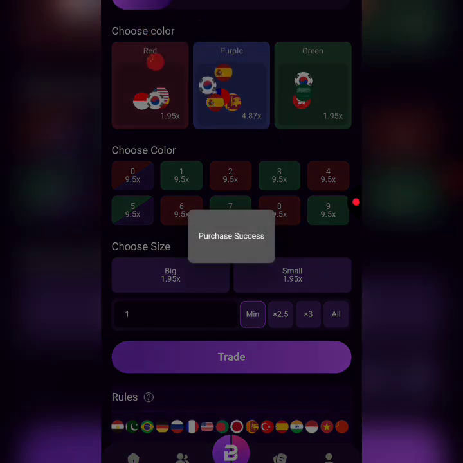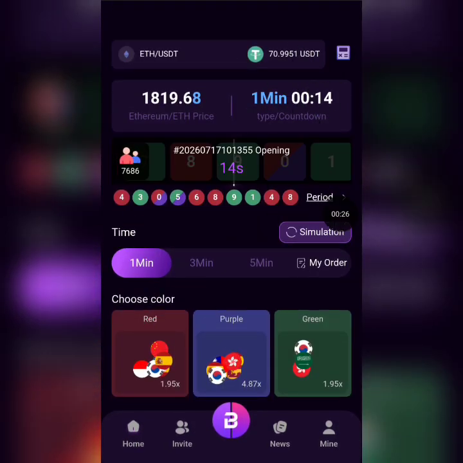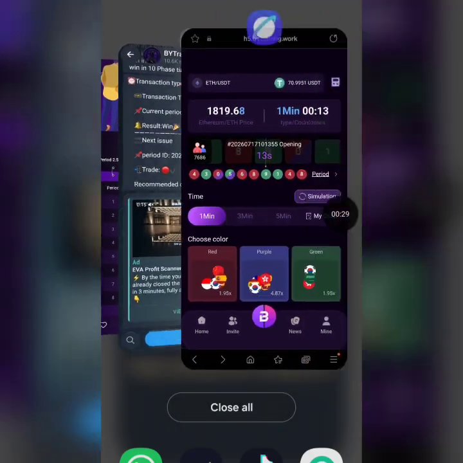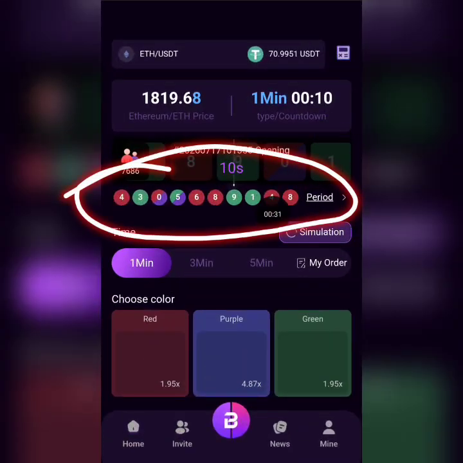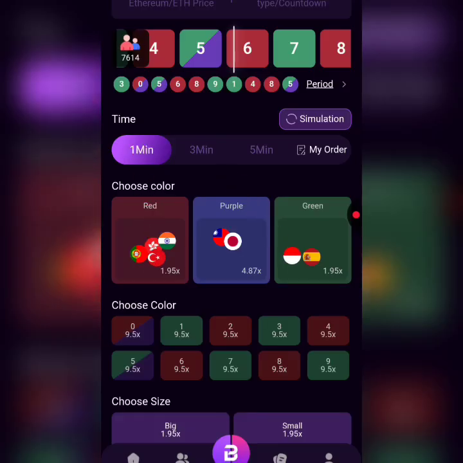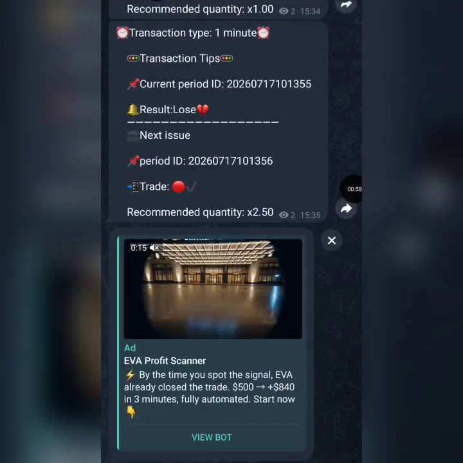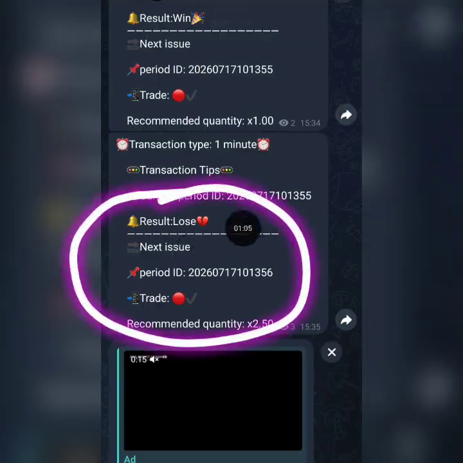It says purchase success here. Now I'll wait for this countdown to be over, and if we have a red coming out here, we're going to make 1.95x, which means we're making a net profit of 0.065. Okay, so the result is out and we had a green instead. If I come back to the signal group, you can see that they said that was a loss, but they are telling us to go with red again.